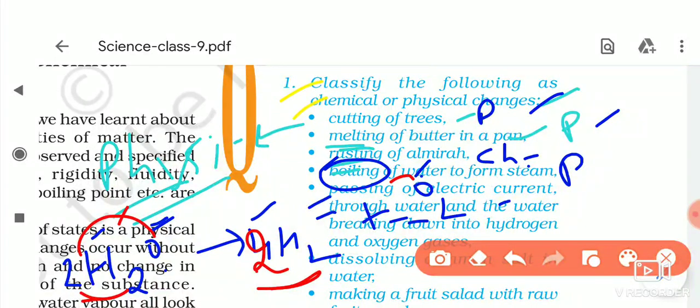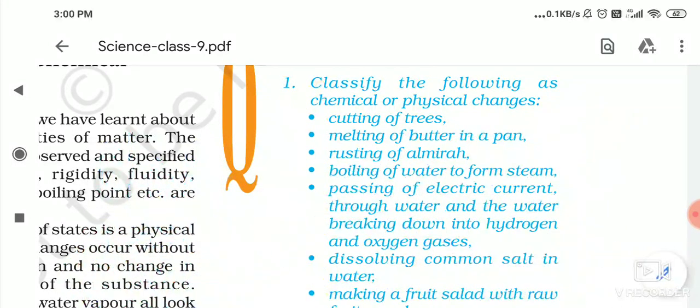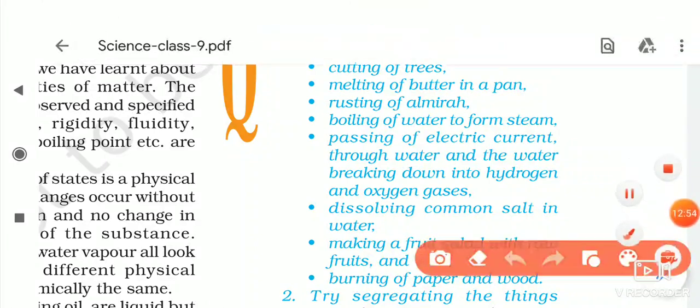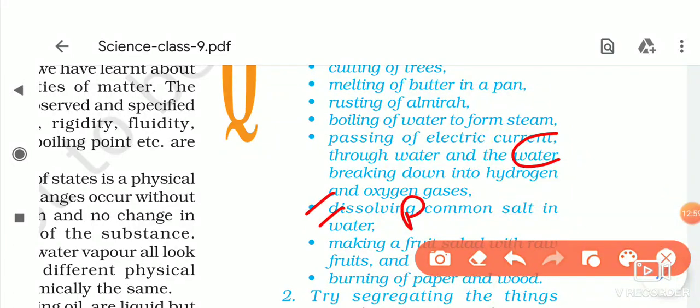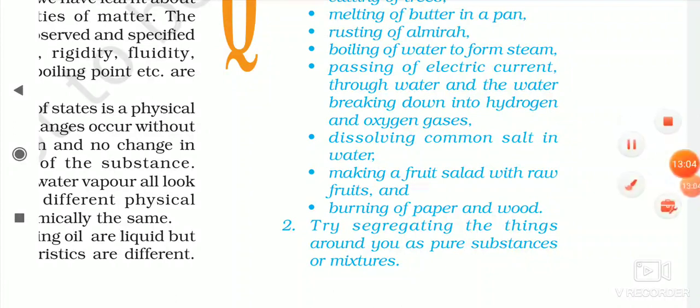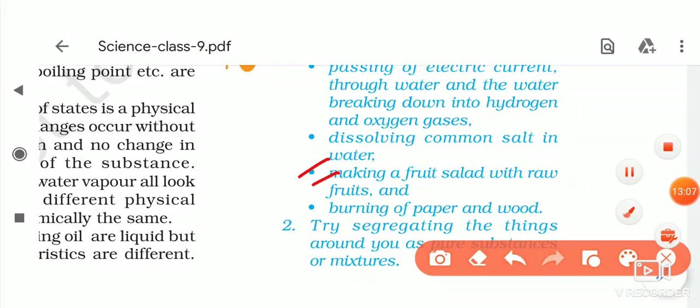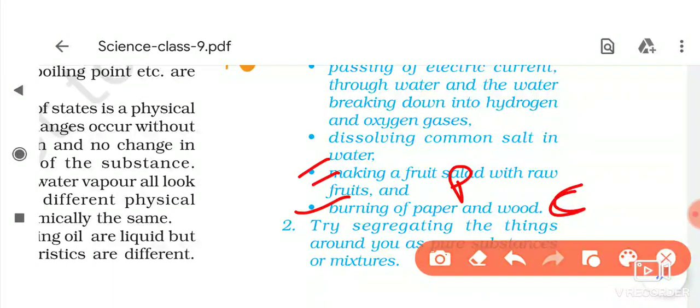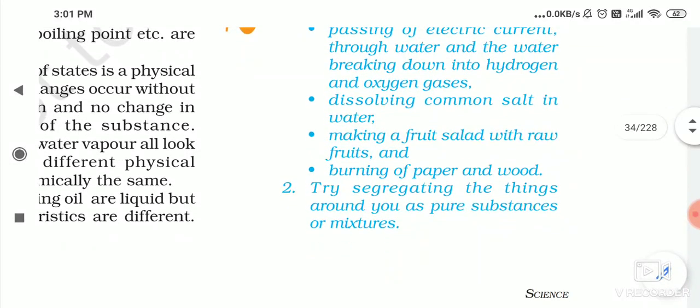The properties change, why? Because water extinguishes fire, while hydrogen and oxygen are responsible for fire. So this is a chemical change. Dissolving common salt in water is a physical change. There is no change in the physical or chemical property. Making a fruit salad with raw fruits is also physical because the taste is the same. Burning of paper, burning is a chemical change. Okay, we have completed the first question.